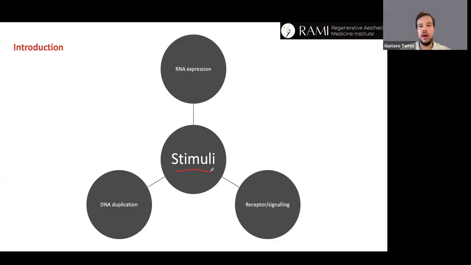There's always going to be a connection between this stimulus and DNA duplication, RNA expression, or a certain receptor being stimulated and signaling between cells. And obviously, all these things connect too. So when RNA expression changes in routines related to DNA replication, then DNA replication happens. When a certain receptor is activated, we might have more DNA replication, as well as alterations in RNA expression.